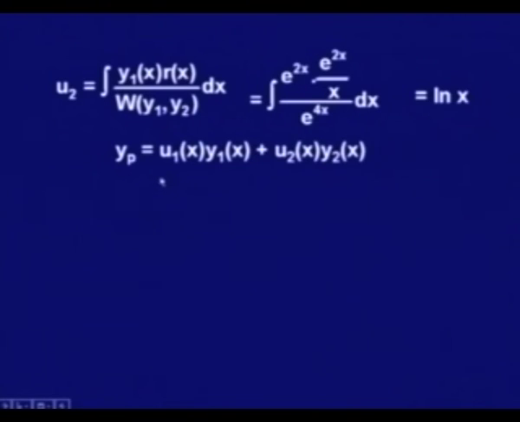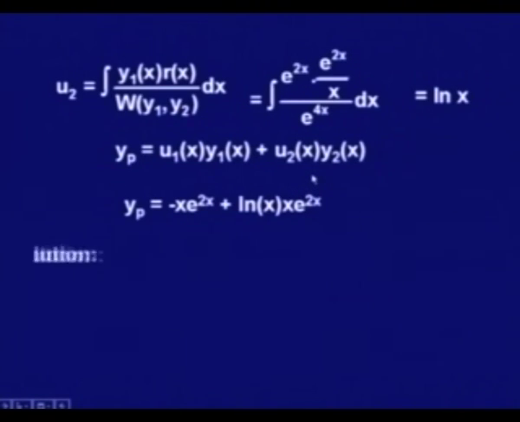So, what will be my particular solution? u1 y1 plus u2 y2. u1 we have got is minus x, and what was y1? e to the power 2x. So, minus x e to the power 2x. u2 we have got is log x, and y2 is x times e to the power 2x. So, we are getting log x times x e to the power 2x.